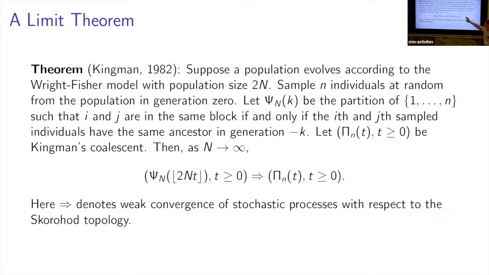And then as the population size goes to infinity, not just the finite dimensional distributions, but in fact these processes psi n converge as n goes to infinity to Kingman's coalescent. And here by this convergence, we mean the weak convergence of stochastic processes with respect to the Skorohod topology.